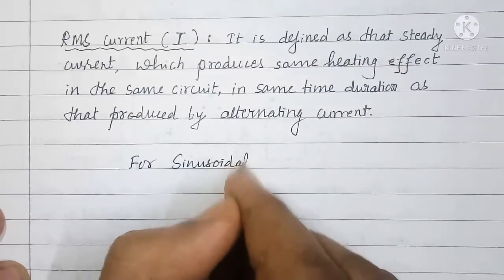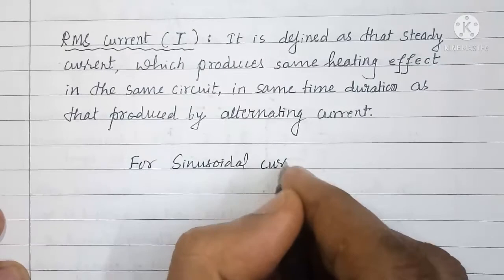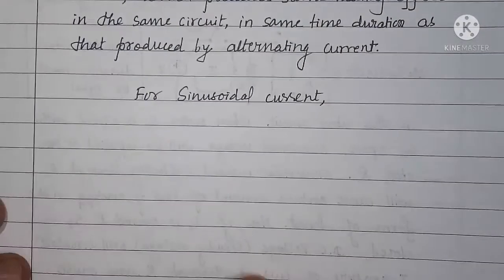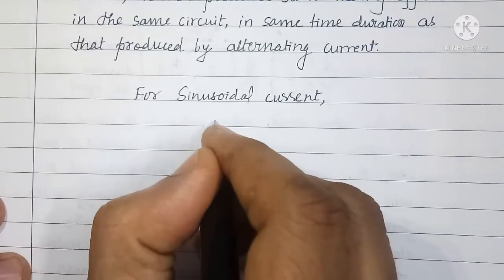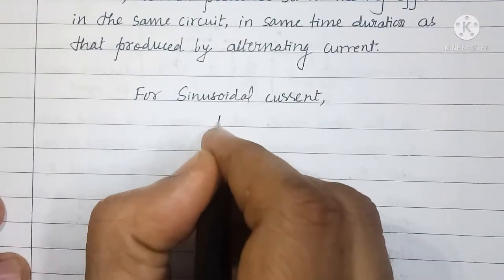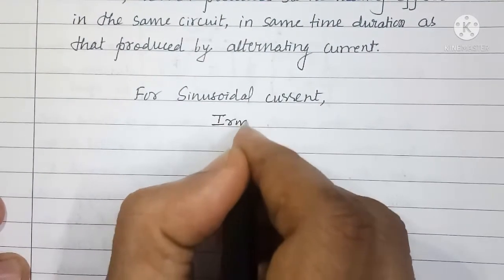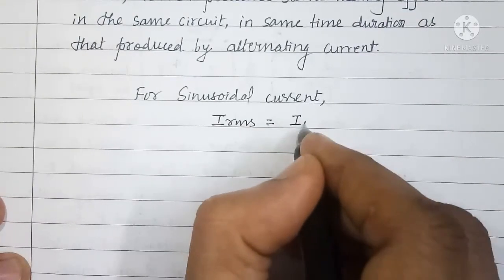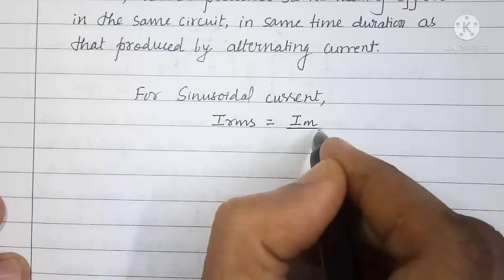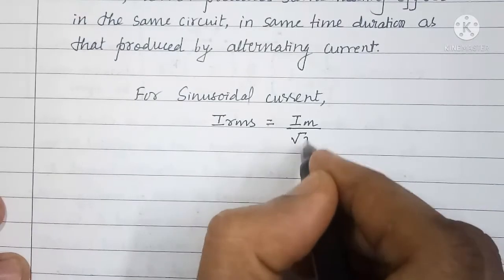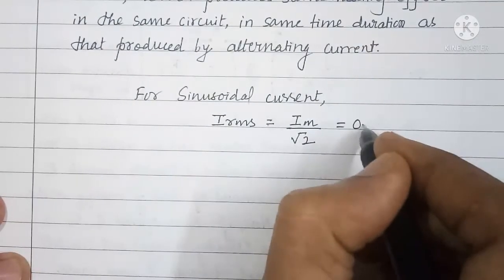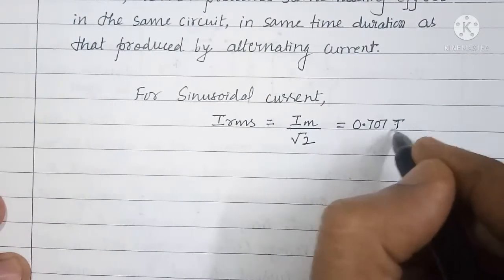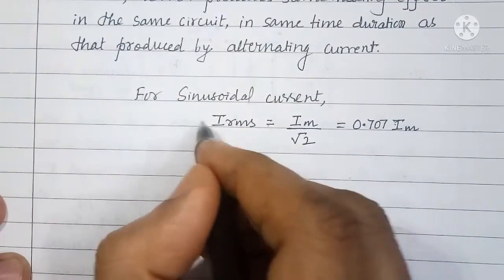For sinusoidal current, I RMS is equal to peak current or maximum current divided by root 2, which is equal to 0.707 times peak current.